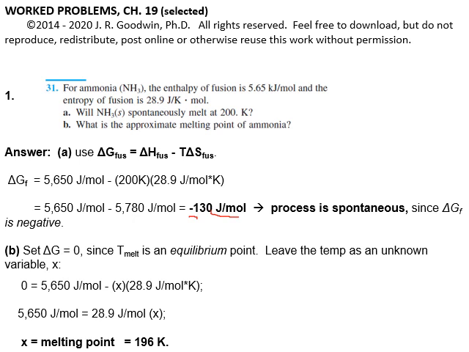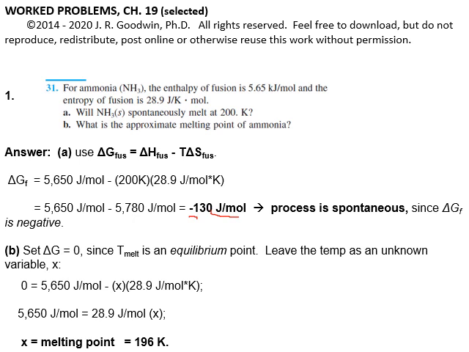And then to find part B's approximate melting point, you just want to set delta G to 0. Again, the reason is because if you're at an equilibrium point, then delta G will be 0. And the melting point of anything is an equilibrium point.